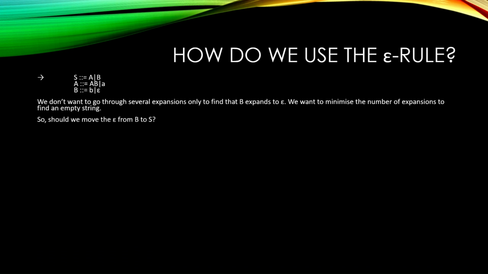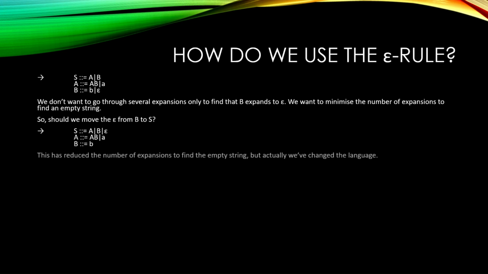So should we move the epsilon from B to S? Let's see what would happen in this case. We've removed the epsilon from the expansions of variable B and appended it onto S. So this could work, but it's reduced the number of expansions to find the empty string. But actually, we've changed the language.